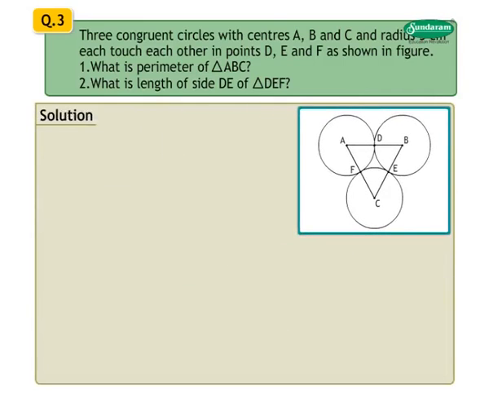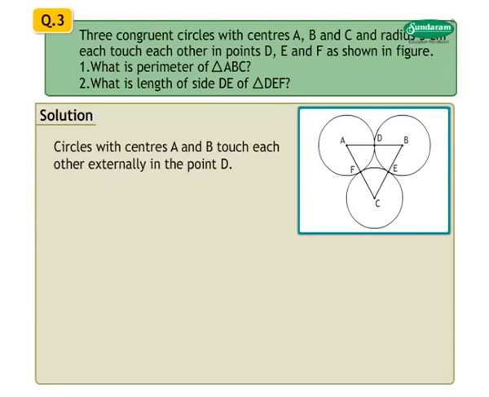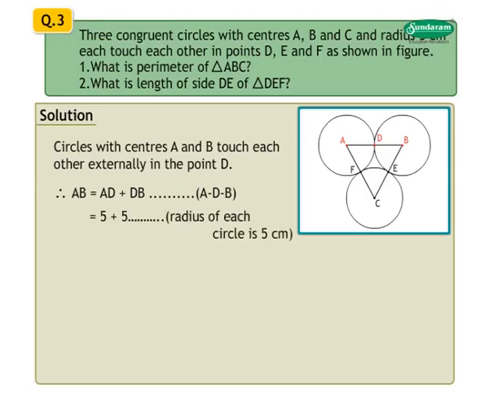Solution. Circles with centers A and B touch each other externally in the point D. Therefore, AB = AD + DB, since points A, D and B are collinear, = 5 + 5, as the radius of each circle is 5 centimeters, = 10 centimeters.